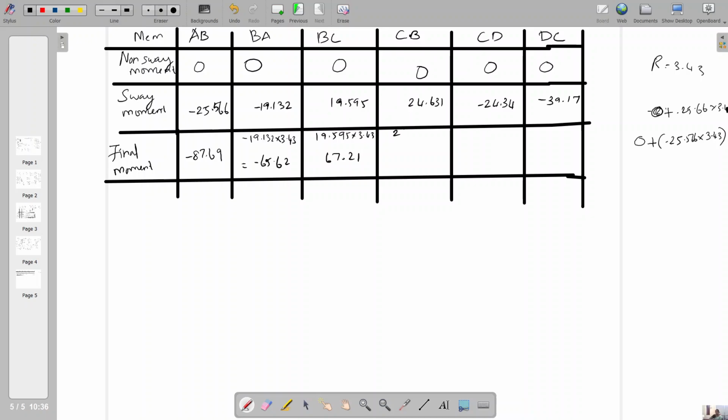Here 24.631 into 3.43 equal to 84.48. Minus 24.34 into 3.43 equals minus 83.48. Minus 39.17 into 3.43 equal to minus 135.35. I am writing only for your understanding. You need not write the steps here. You can directly enter the final moment. So these are the final moments for the sway analysis of the frame.